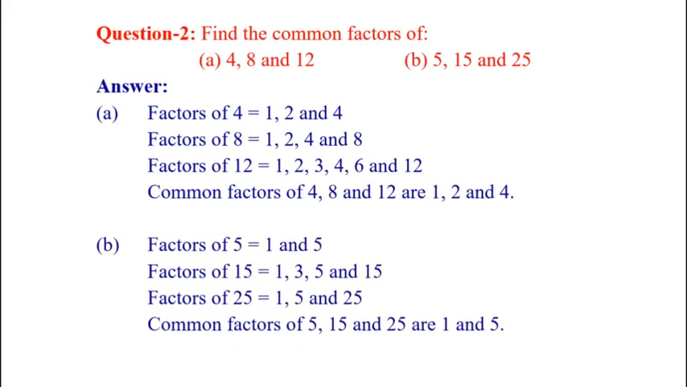Next, factors of 5 are 1 and 5. Factors of 15 are 1, 3, 5 and 15. Factors of 25 are 1, 5 and 25. So, common factors of 5, 15 and 25 are 1 and 5.